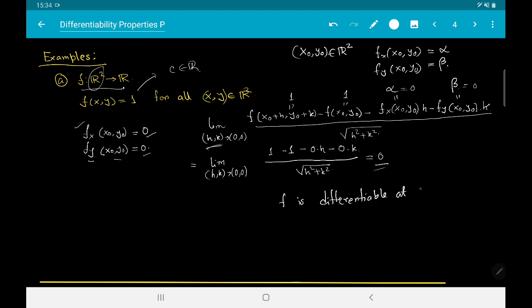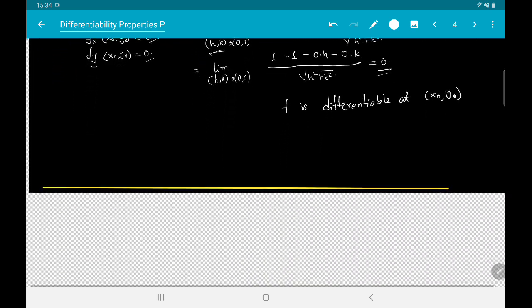at x0, y0. But x0, y0 was not any special. You could have replaced x0, y0 by any x1, y1 or anything, alpha, beta, a, b in R2, and the same proof will work, and this says that this function is differentiable on R2. So let us go on.